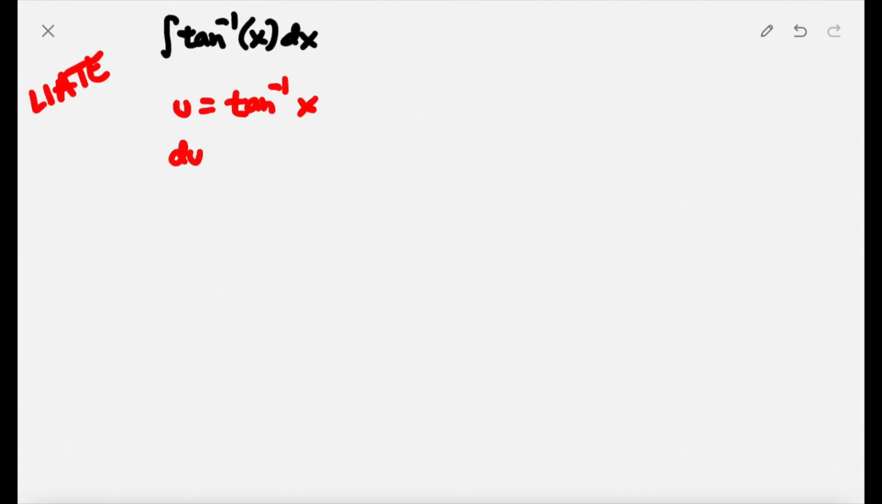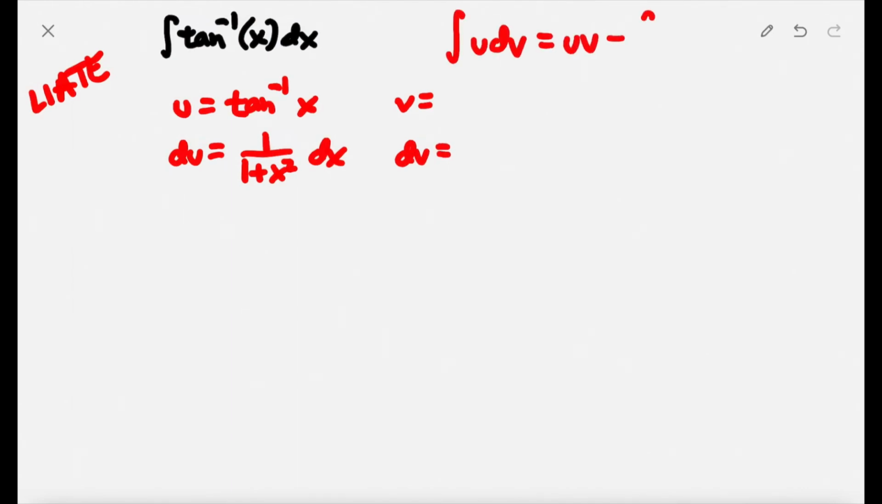Now if we do the derivative of this inverse tangent, you should get 1 over 1 plus x squared dx. Again, I multiply the dx over. If you don't understand what I just did there, you're going to want to watch the last video. I kind of explain why I do that. Now, the next thing we need to find is what our dv is going to be. Because if you remember the formula for integration by parts, you need the u, du, v, and dv in order to solve for integration by parts.